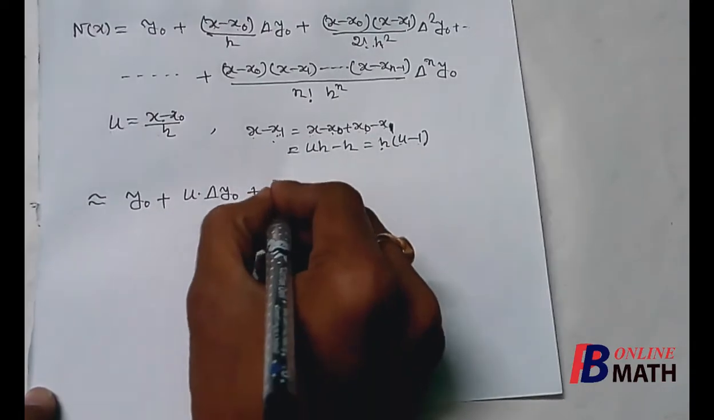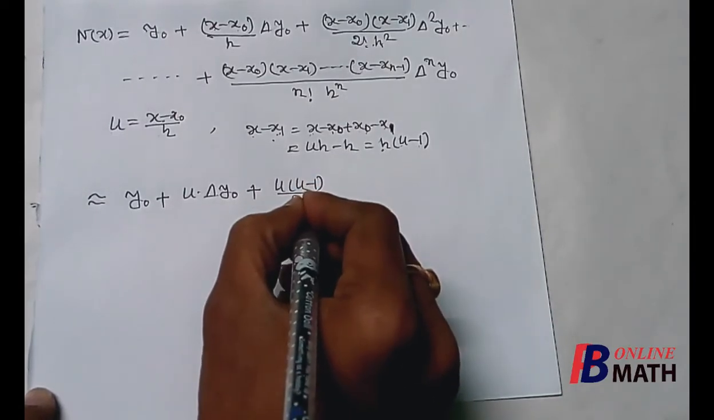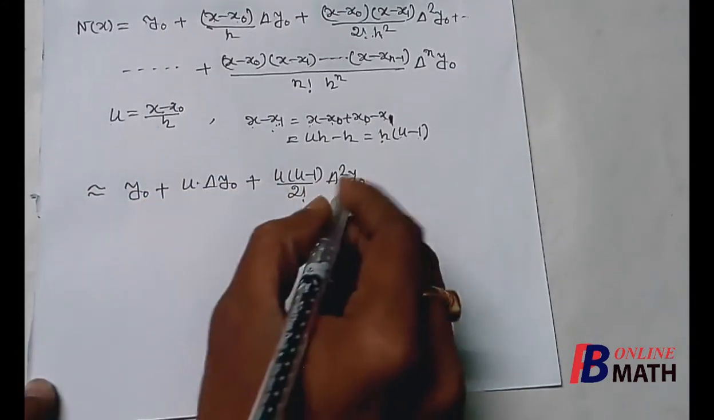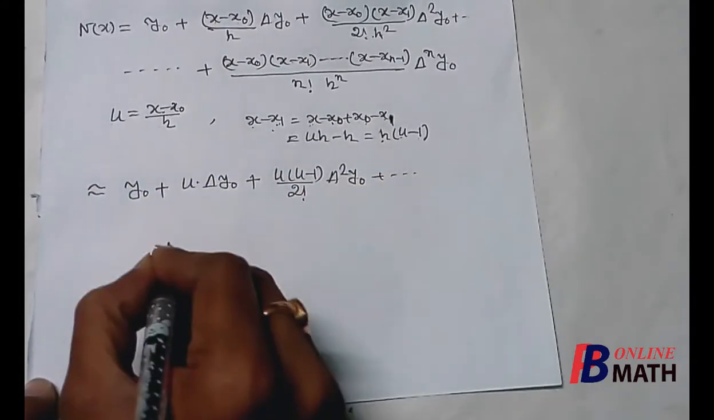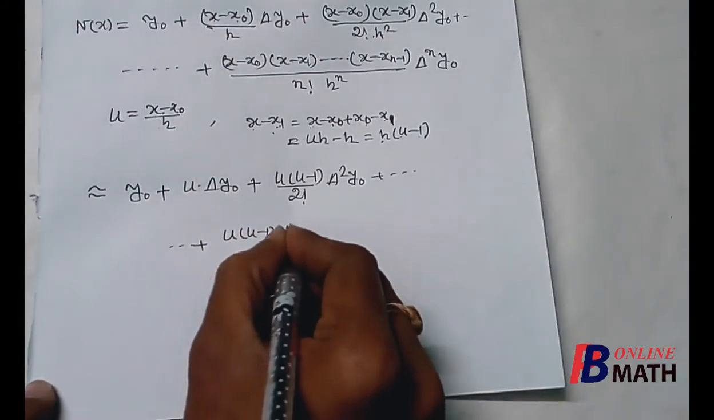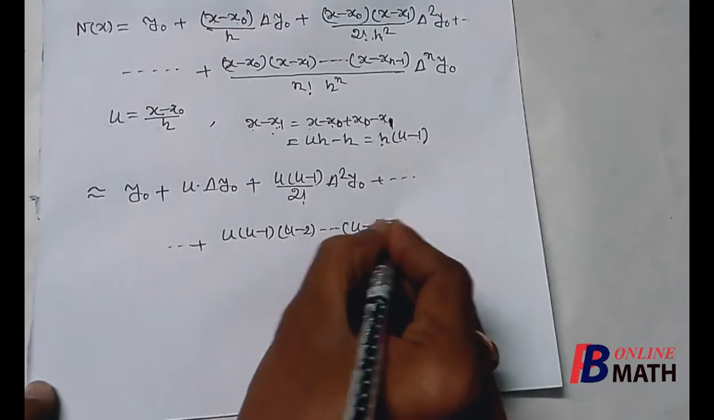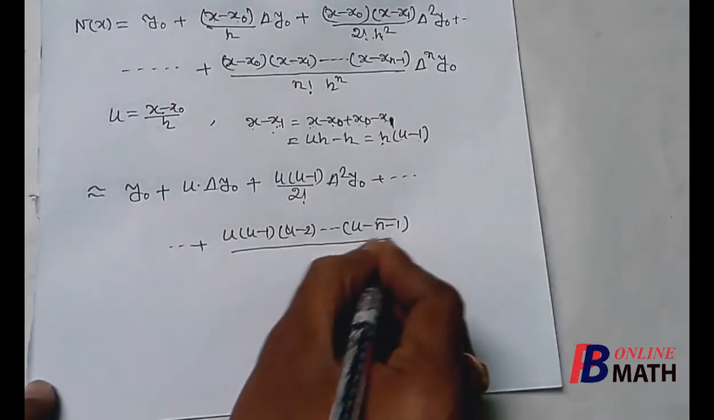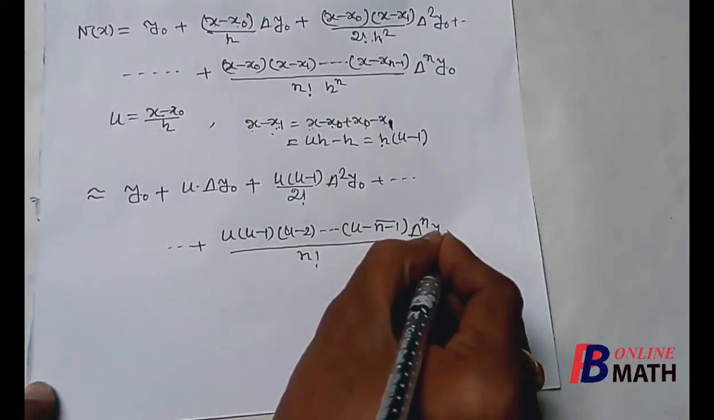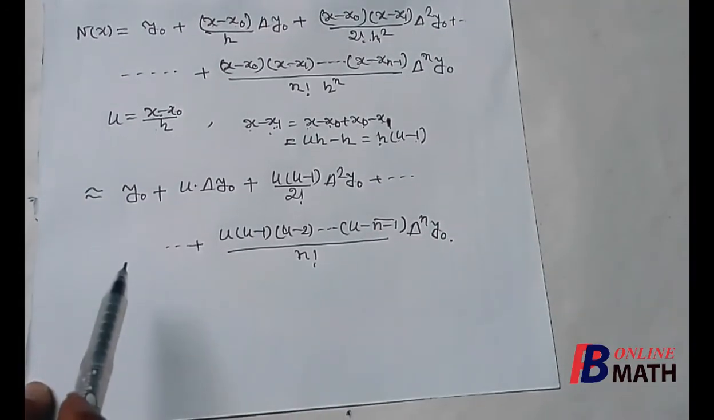So it is u into (u minus 1) by 2 factorial multiplied by delta square y0. Now continuing in this process, the final term we shall obtain here is u into (u minus 1) into (u minus 2) up to (u minus n plus 1), divided by n factorial multiplied by delta n y0. Now this is the required polynomial of Newton's forward interpolation formula.